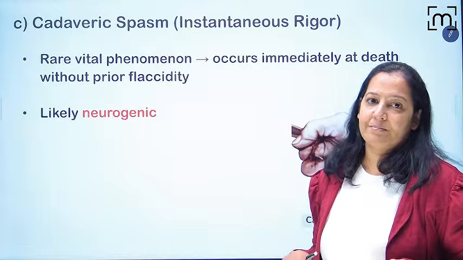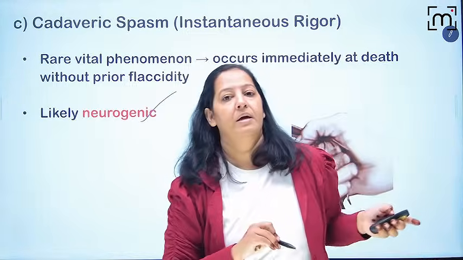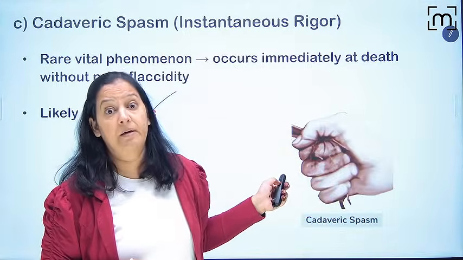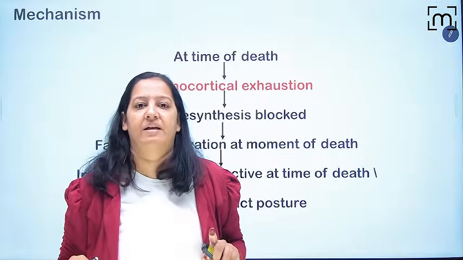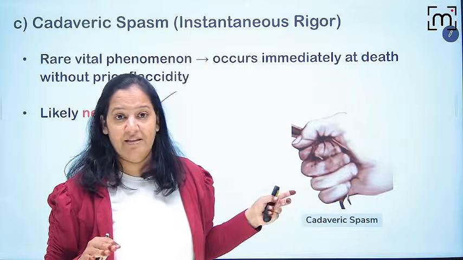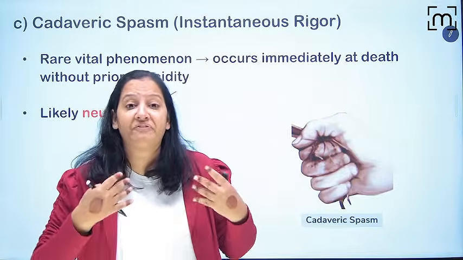And last is cadaveric spasm. Here the reason is neurogenic. It also mimics rigor mortis, but it is not rigor mortis. It occurs immediately after death, when at the time of death the person is in excitement or fear.